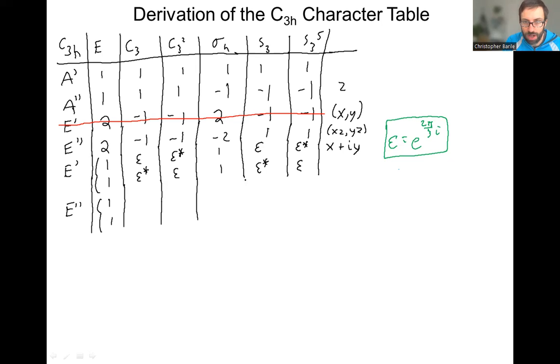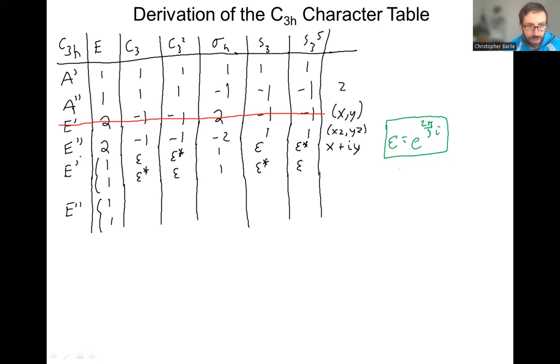So the number of rows and columns of our character table has to be equal. And we figured out how to do this with epsilon, the characters in here, these complex numbers. There's no real function that transformed like this, but we showed that the function x plus iy transformed as this top vector. That allowed us to back out what this bottom vector would be. We get to do a similar thing for up here.